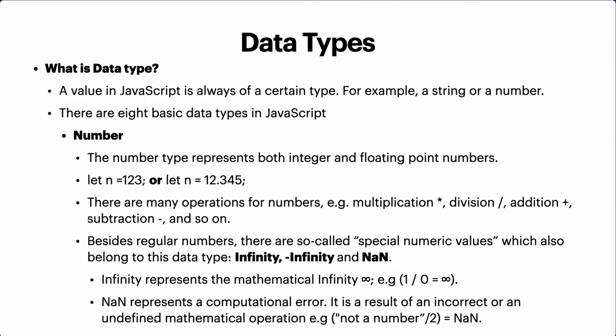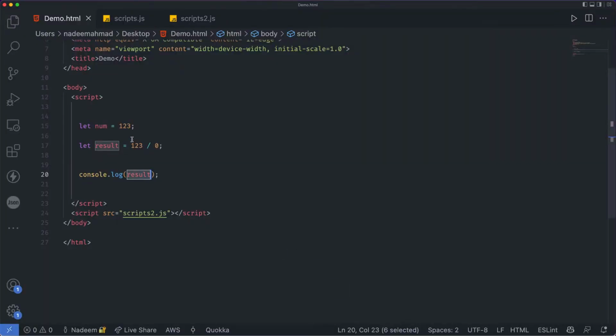Not a number, or NaN, represents a computational error. If you ever get NaN, it represents a computational error. It is a result of an incorrect or undefined mathematical operation. For example, if you do some mathematical operation and the result is not expected, or the result is not a number, then it will just give you not a number as the result.